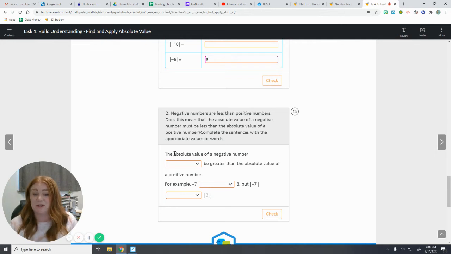Let's answer this question together. I know that can be a little tricky to think about. So let's jump down to this example. -7, I know -7 is less than 3.